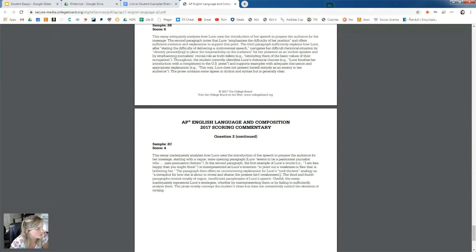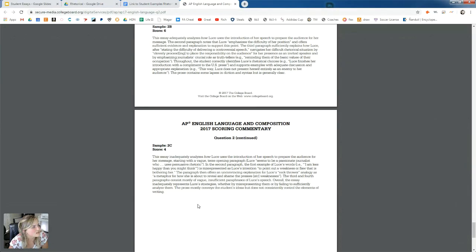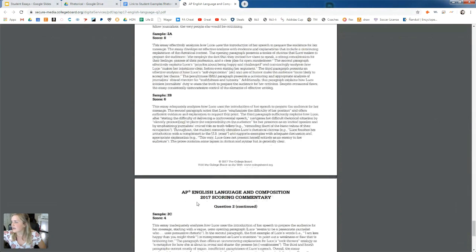Overall, I'll just skip to the end, but overall, the essay inadequately represents Luce's strategies, whether by misrepresenting them or failing to sufficiently analyze them. The prose mostly conveys the student's idea, but does not consistently control the elements of writing. So that would just be an example of things to avoid.